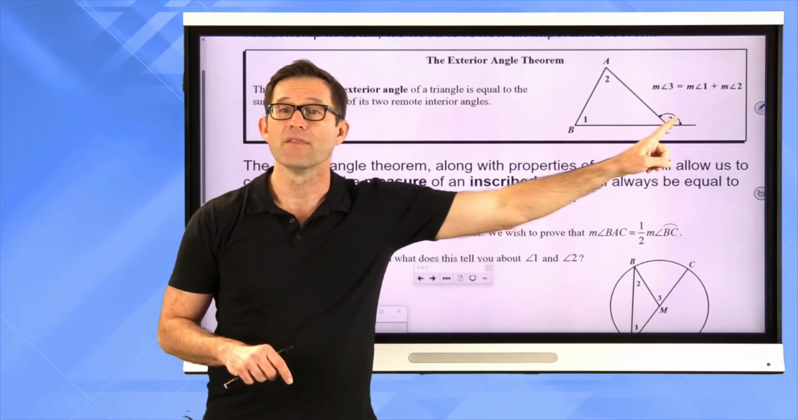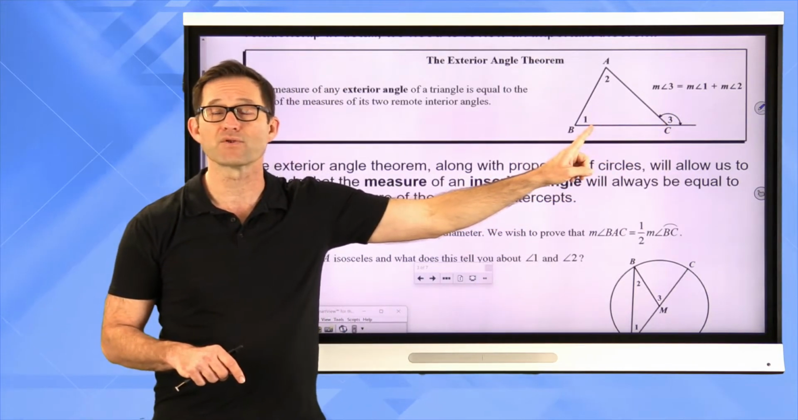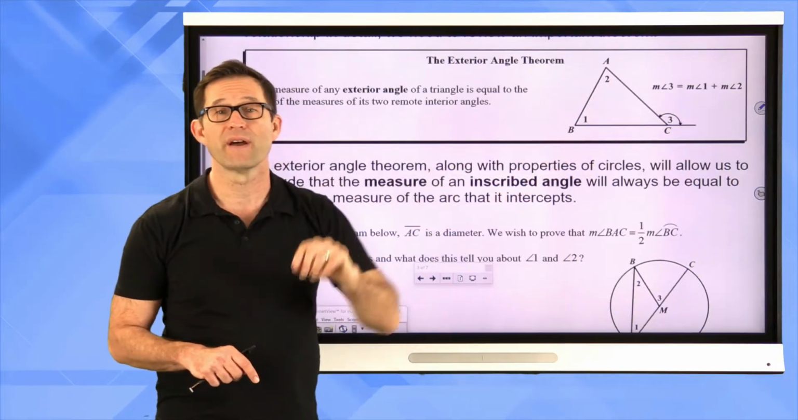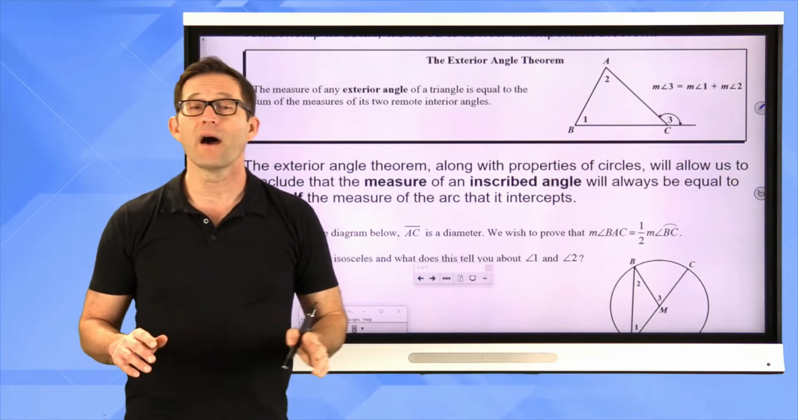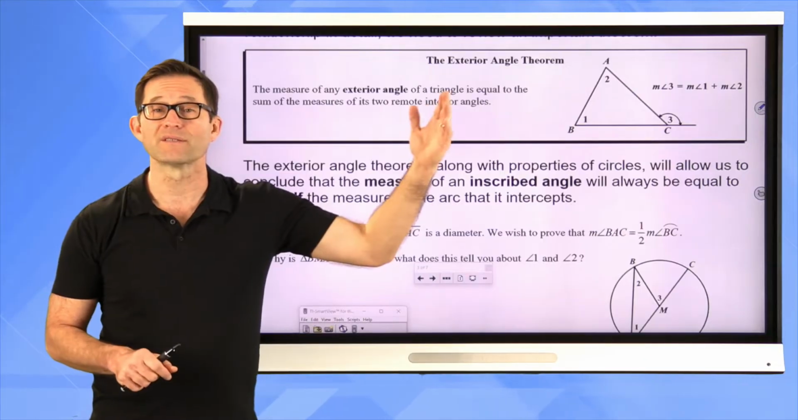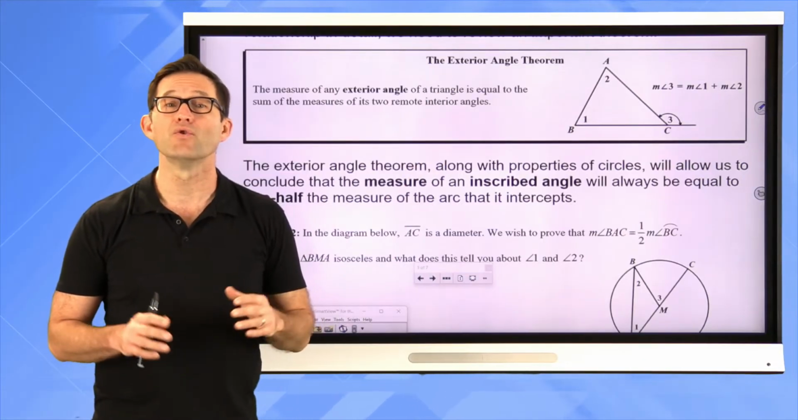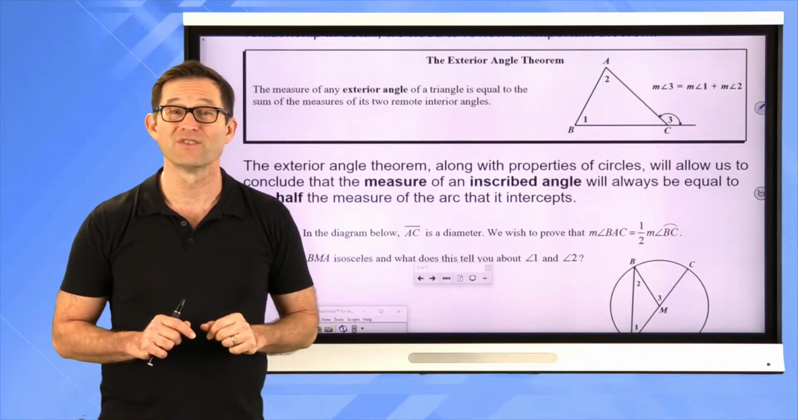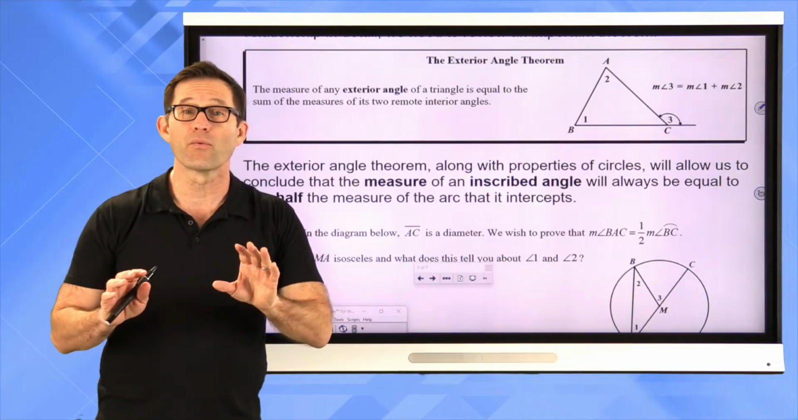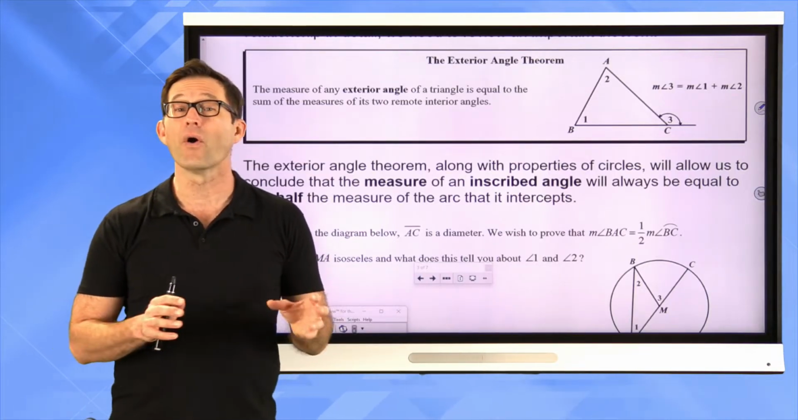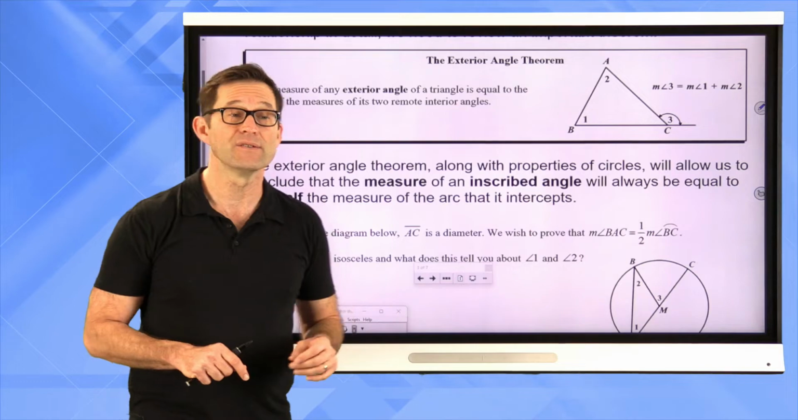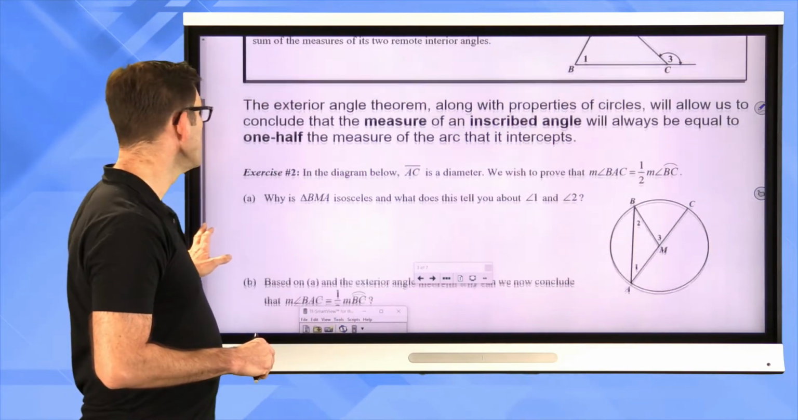So in this case, the measure of angle 3 is equal to the measure of angle 1 plus the measure of angle 2. Now, I cannot even emphasize how important the exterior angle theorem is to most of the work that we do in this unit. It's going to actually be the bedrock theorem that will allow us to prove all sorts of things within this unit. So let's take a look.